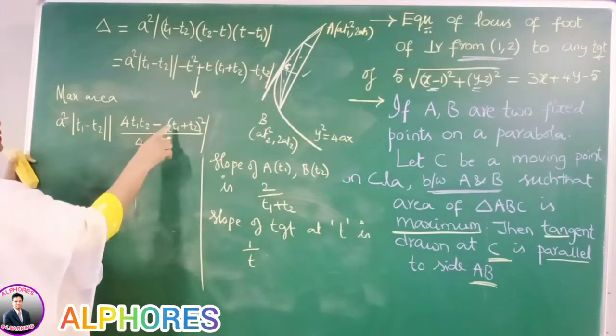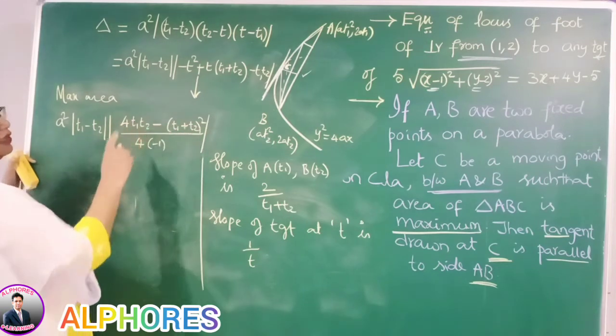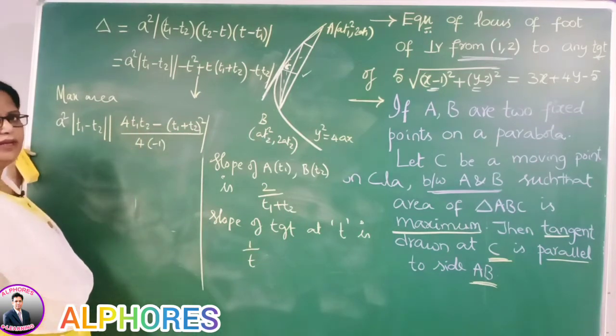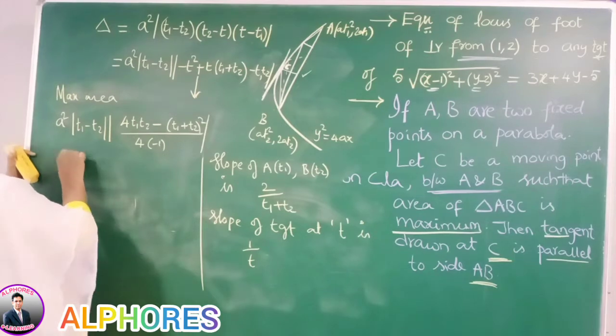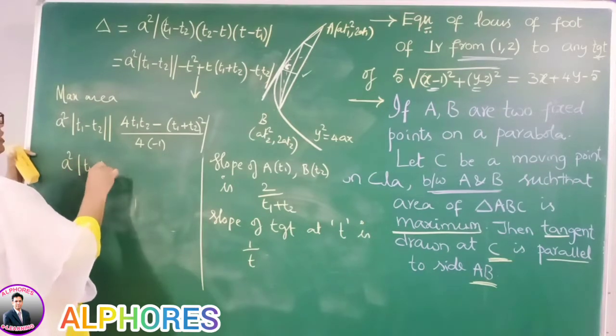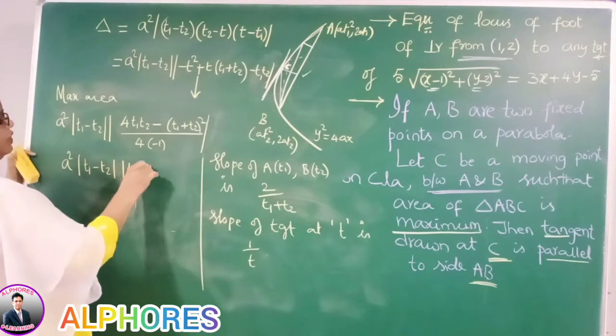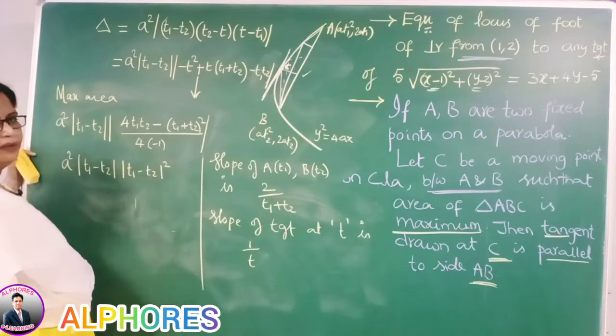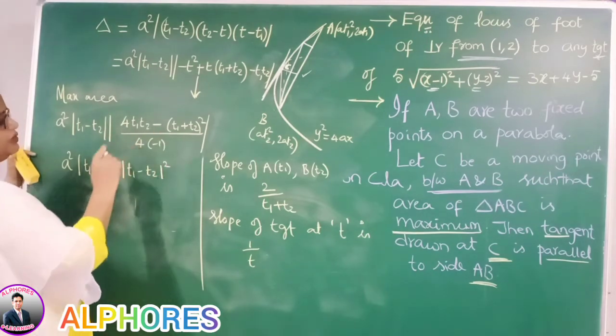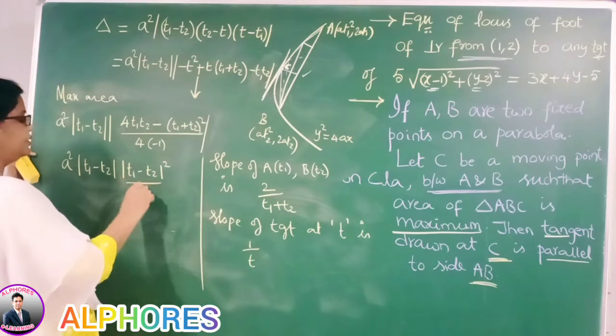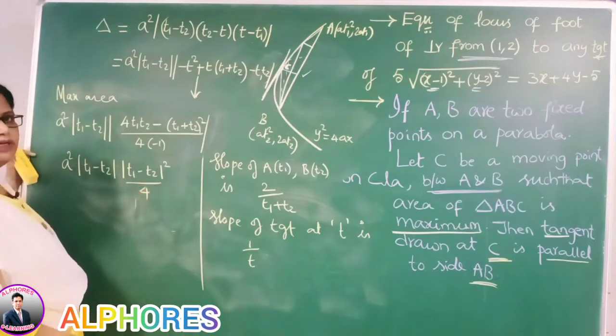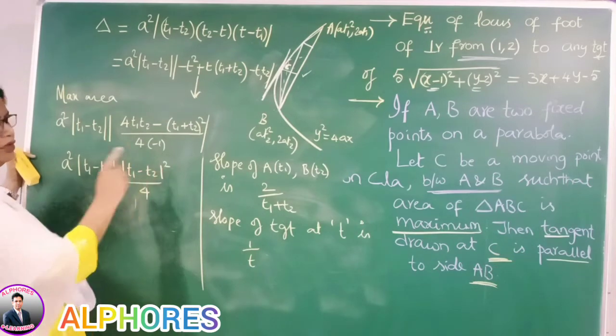And now what is a plus b whole square minus 4ab, that is a minus b whole square. So a square into mod of t1 minus t2 and into mod of t1 minus t2 whole square, right? And divided by what is the value you got here? 4. So finally students, what is our answer? A square by 4 into mod of t1 minus t2 whole cube.